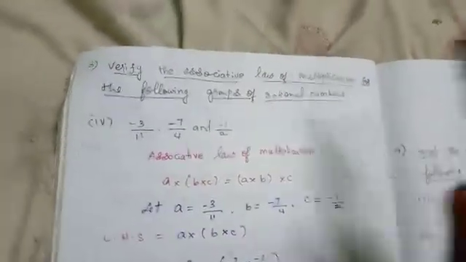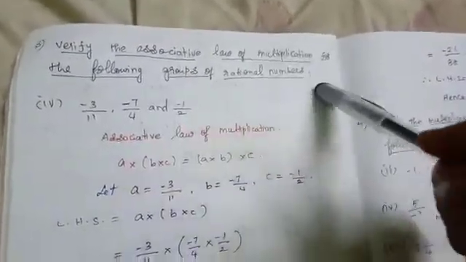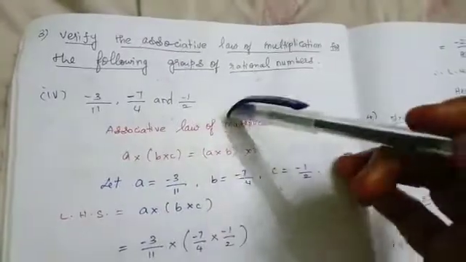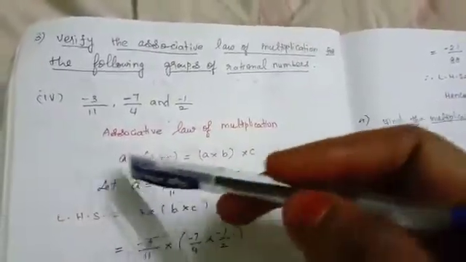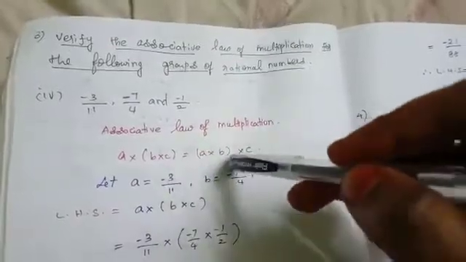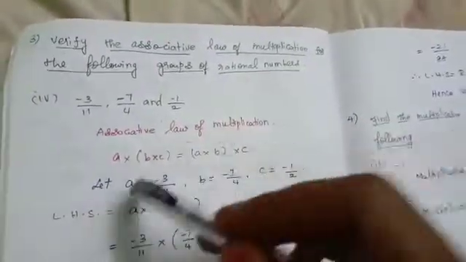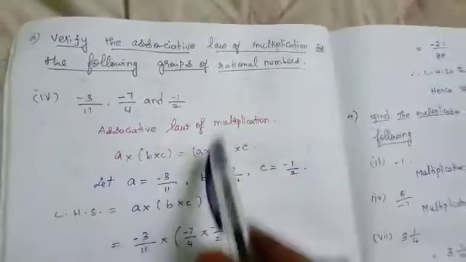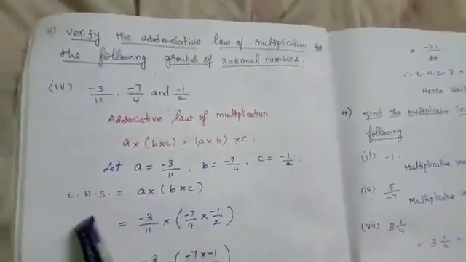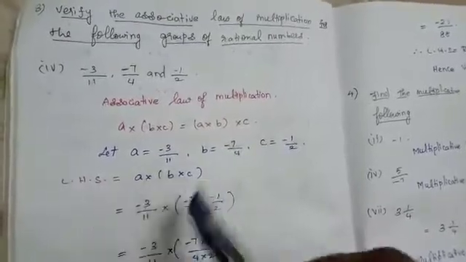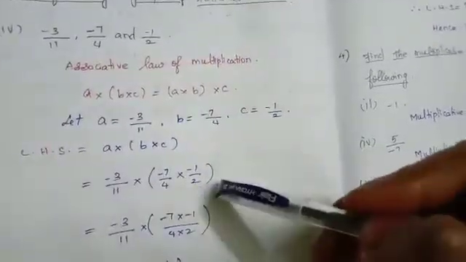Next one, third sum. Verify the associative law of multiplication for the following groups of rational numbers. Okay, 3 numbers will be given. So associative law of multiplication means the formula is a into b into c is equal to a into b into c, only the brackets are changed. First of all, consider let a, b, c be the 3 numbers. First you find the LHS, left hand side, a into b into c, everything is substituted.